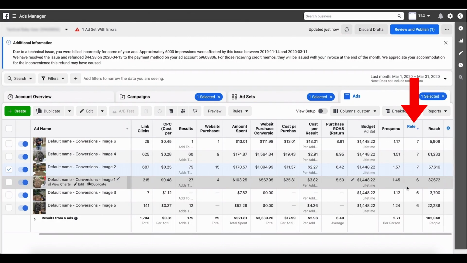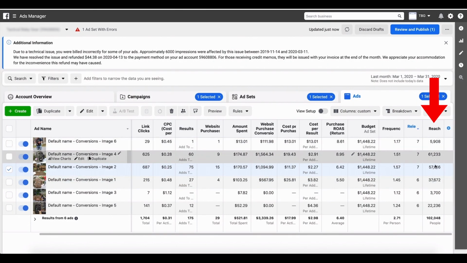And then the relevance score is something to keep in mind. This goes on a scale of 1 to 10. Anything around a 7 is good. 8s and 9s are great. 10 is very, very hard to achieve, but it is possible. If you think about relevance score like engagement rate, it's how relevant is it to the people you're displaying it to? Are they interacting with it? Are they engaging with it? Are they clicking it? Facebook will gauge that and give you a relevance score to say, hey, this is super relevant or this isn't. So keep that in mind.